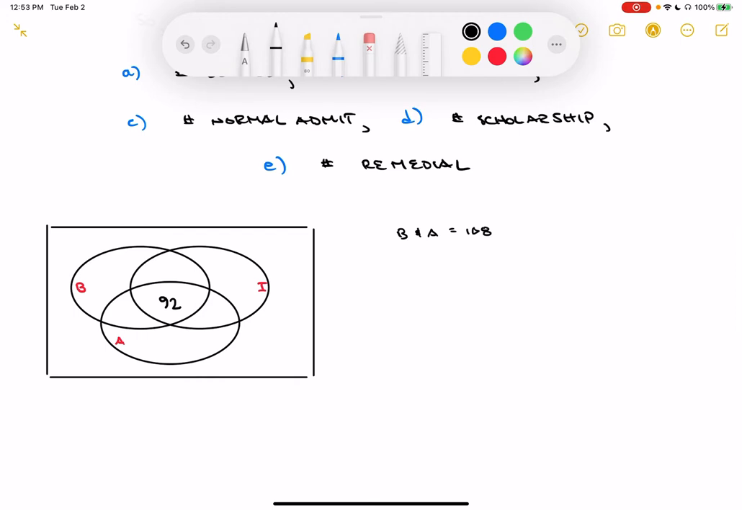And if I take a look at the basic and advanced, the intersection of those two, that includes also the students who also passed that intermediate part, and that's the 92 that's in there. So I have 108 there. There is the portion of basic and advanced that did not include the intermediate part, and so 108 minus 92 would give me that. So if I was looking, for example, for basic and advanced and not the intermediate, I know it's going to be that 108 minus 92, and that Venn diagram certainly helps me see that.